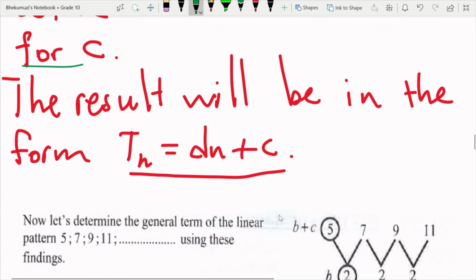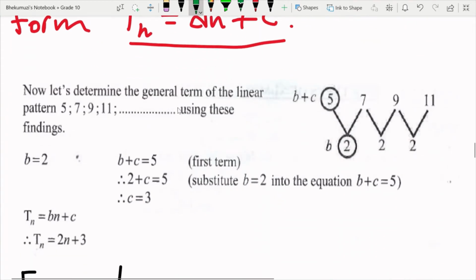So here's a quick example. Let's determine the general term of the pattern 5, 7, 9, 11. The difference between 7 and 5 is 2: 7 minus 5 gave us 2, 9 minus 7 gave us 2, and 11 minus 9 gave us 2. So the common difference here is 2. Now here they used d, but it's still the same thing. Okay, so now you know that this is 2, so you substitute 2.